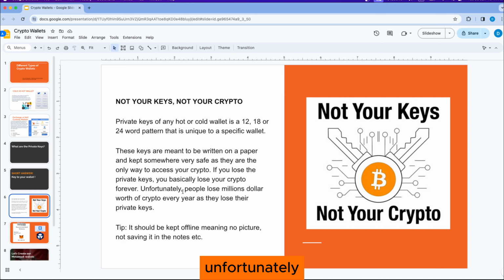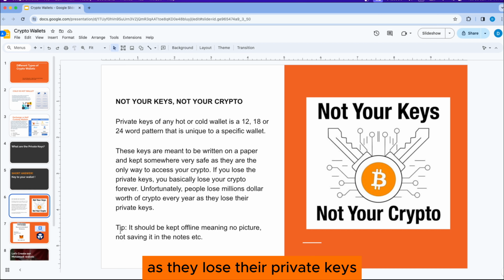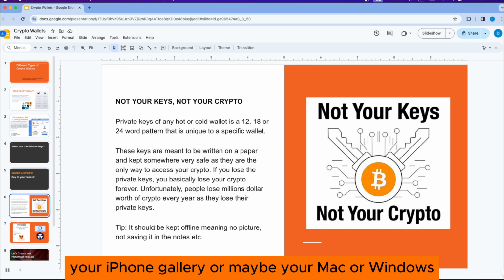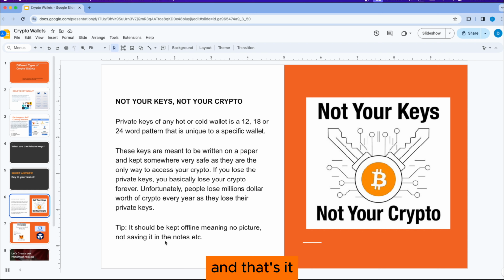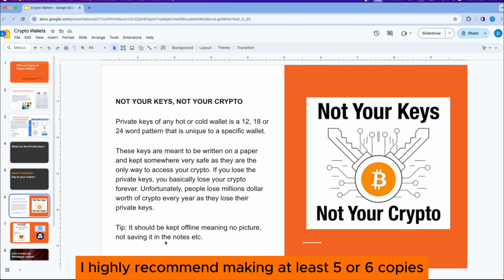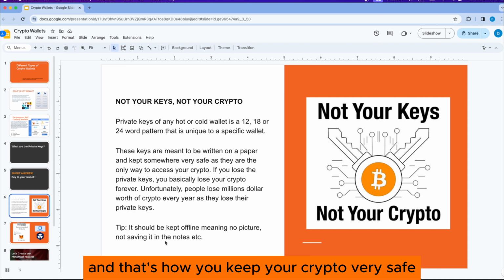Unfortunately, people lose millions of dollars worth of crypto every year as they lose their private keys. It should be kept offline, meaning you cannot take pictures and keep them in your iPhone gallery or maybe your Mac or Windows. So just write all the private keys on a piece of paper and that's it. Just keep that piece of paper somewhere very secure. I highly recommend making at least 5 or 6 copies, writing by hand. And that's how you keep your crypto very safe.